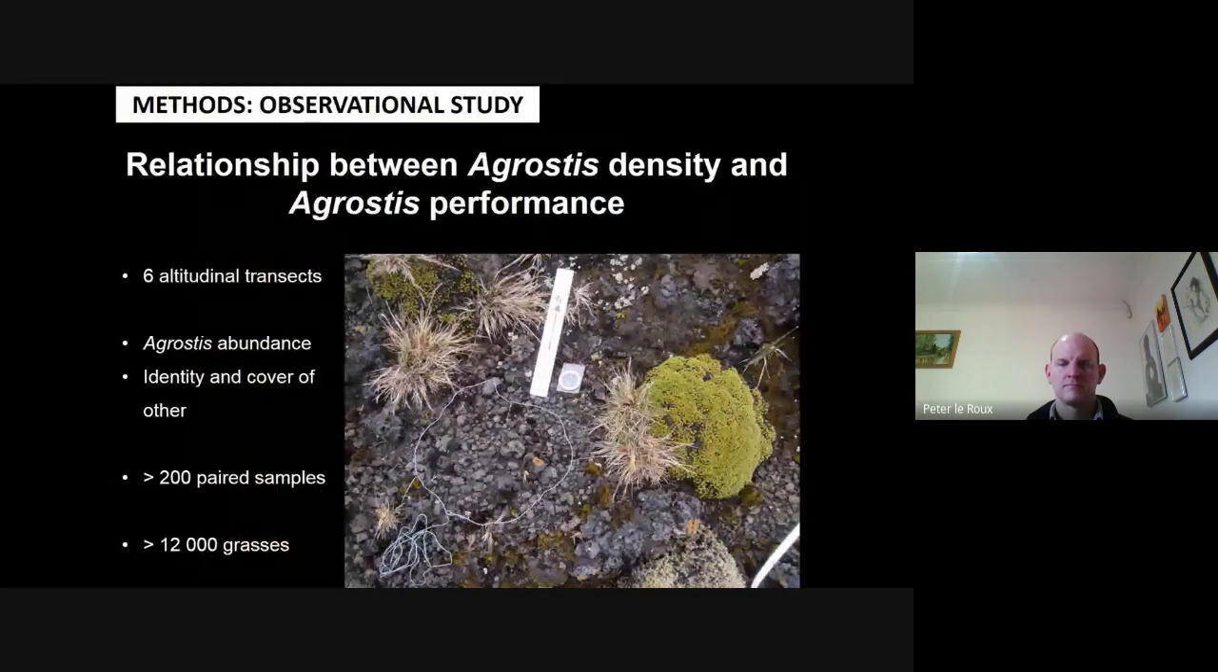We used both an experimental and an observational approach to test our hypotheses. First, using an observational approach, we sampled Agrostis growing on Azorella and growing on the adjacent substrate along 6 altitudinal transects. The identity and cover of other vascular plant species was recorded, as was the cover of bryophytes. All Agrostis individuals in those samples were harvested and dried for 48 hours before being weighed and measured.